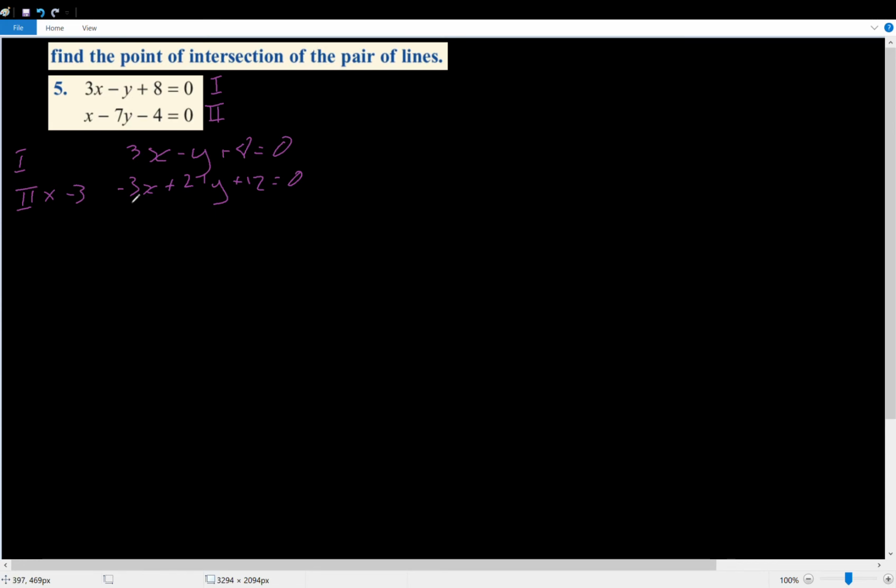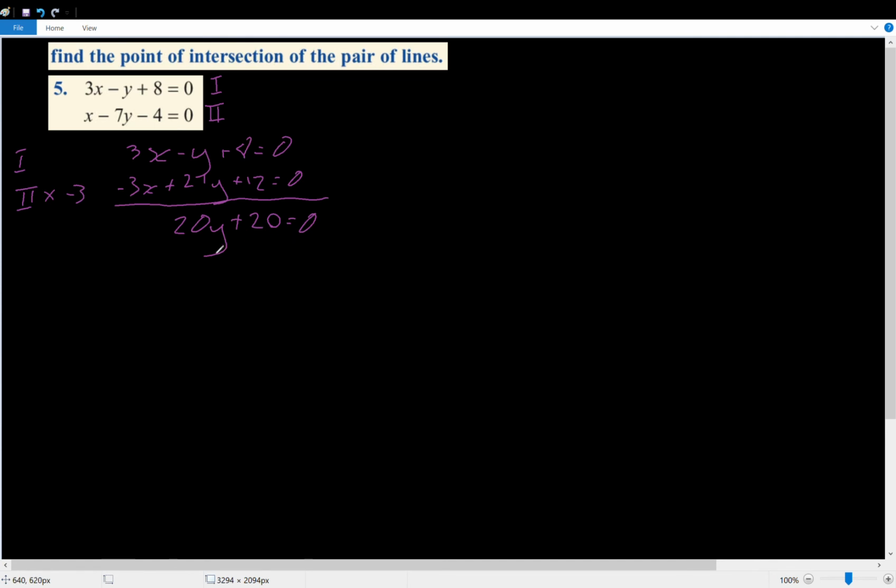Now that I have that done, I'm going to draw a line under this and add everything down. Add the x's together, add the y's together, add the numbers together. So 3x minus 3x, that's 0x, or just 0. Minus y plus 21y is going to be 20y. And 8 plus 12 is plus 20, and that's equal to 0.